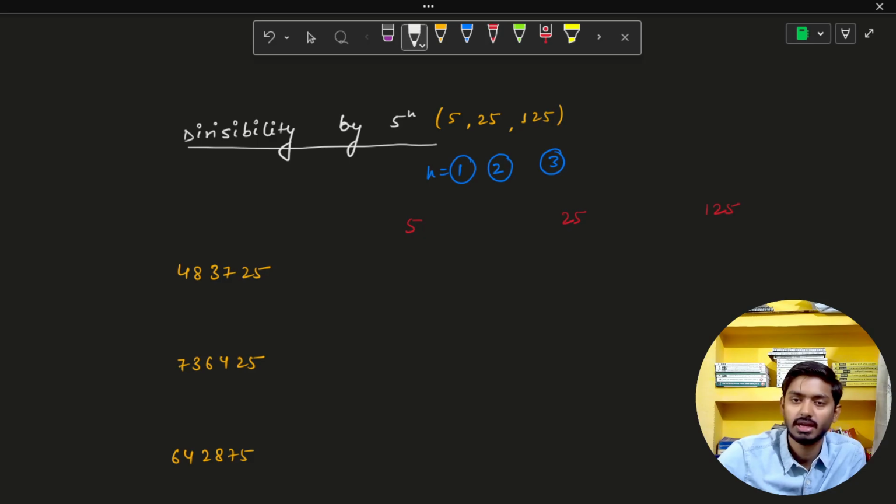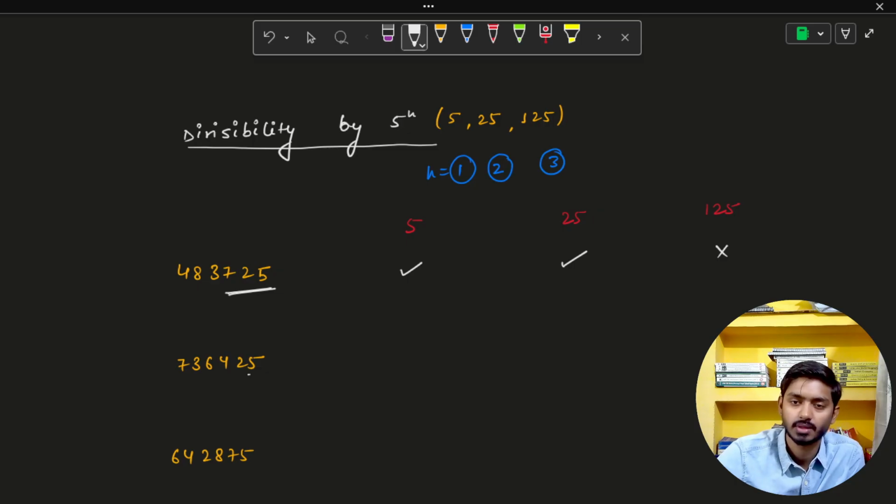Let's see. The last 1 digit is divisible by 5, so this would be divisible by 5. The last 2 digits are divisible by 25, so it would be divisible by 25. Last 3 digits: is that divisible? No, that is not divisible by 125. So we'd say the entire number is not divisible by 125.